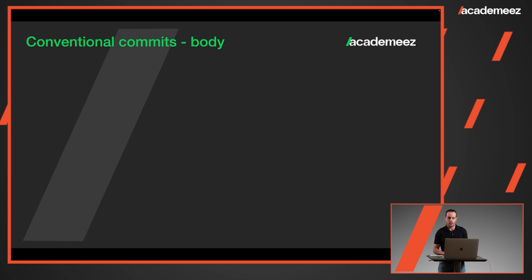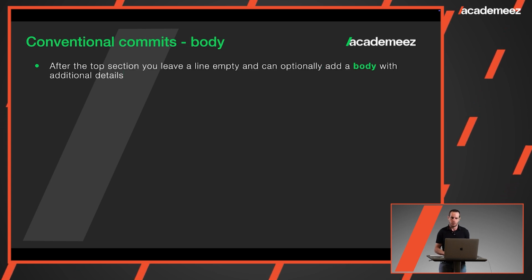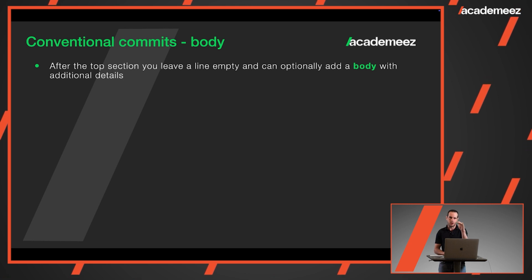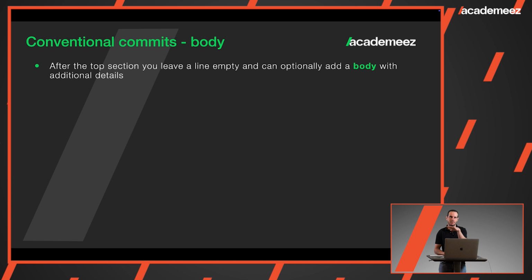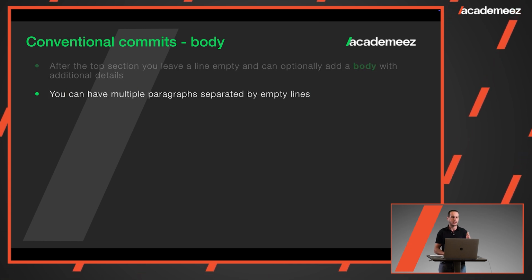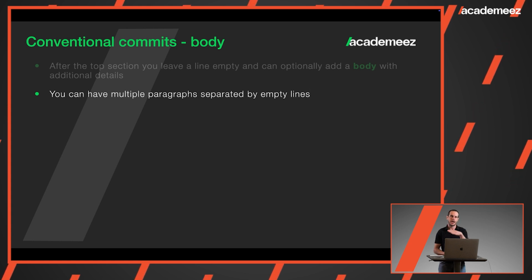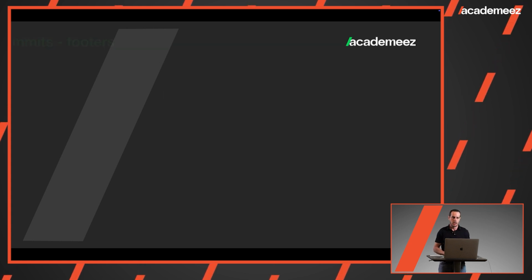After the description comes the body. The body is optional. Also, you leave a line empty from the top lines. So the top lines are type, scope, description. You leave a line empty, and then you start with an optional body. Body can have multiple paragraphs. So you can also have a body and then drop line and continue with multiple paragraphs.